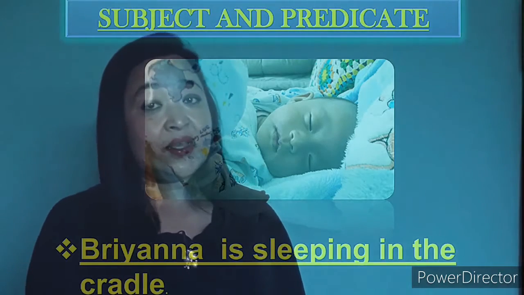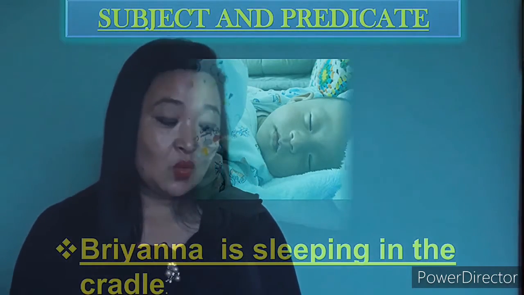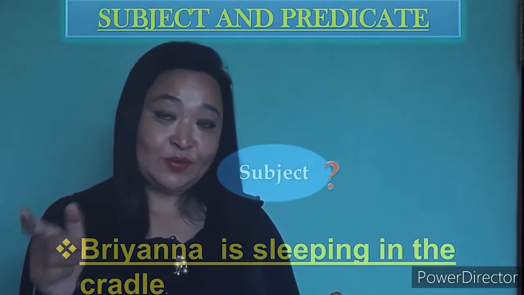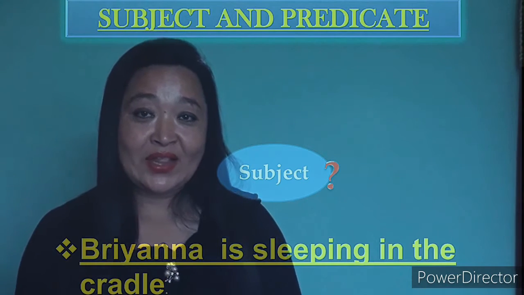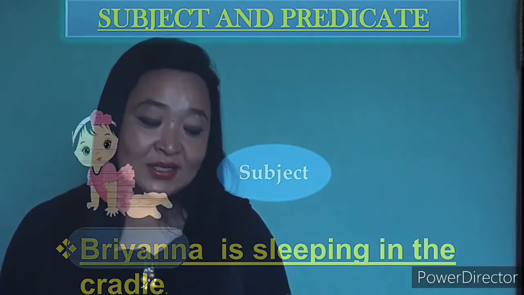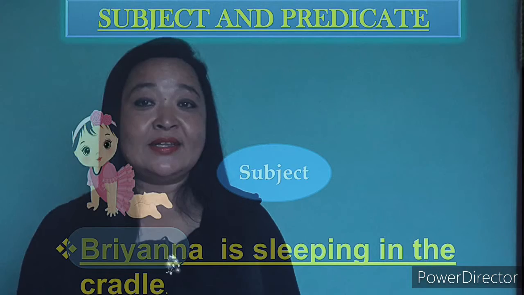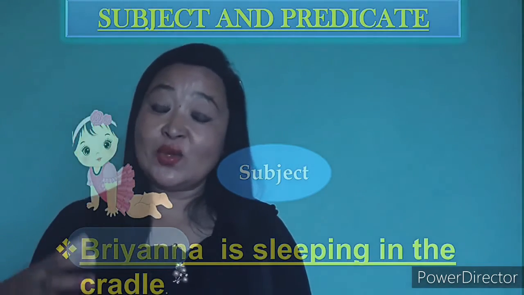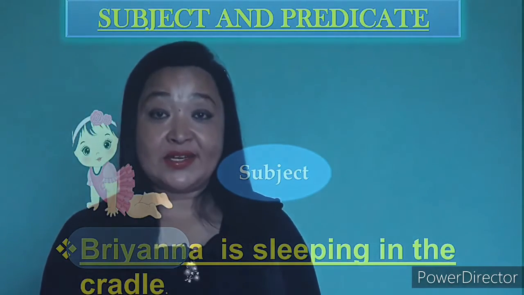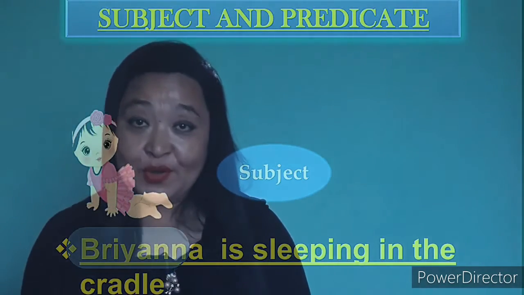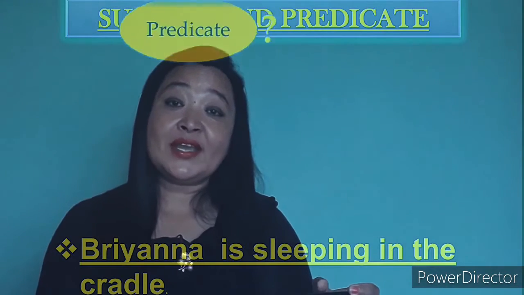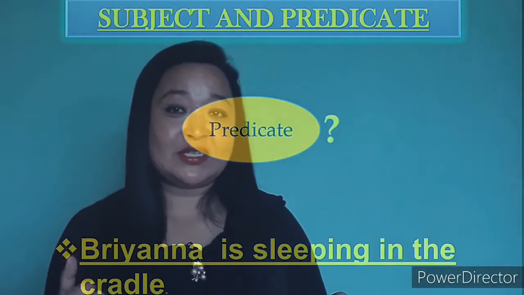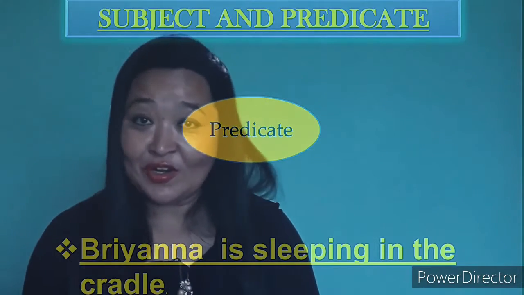Now in this sentence, what is the subject? Okay, many of you must have guessed by now. Well, yes, the subject is Brianna, the girl. What is she doing? She is doing an action of sleeping in the cradle. Therefore, the subject is Brianna. Then, what is the predicate? You must have guessed, and many of you must have got it right also.